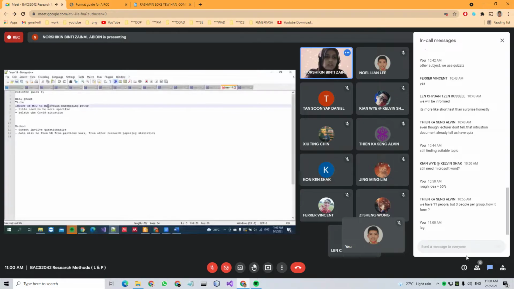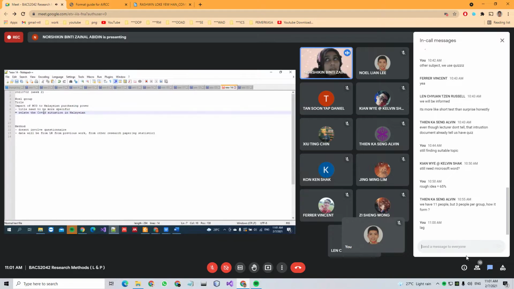So for other groups also, you can use COVID as your title or research area, but you cannot do this because COVID is a very wide area. I'm not sure if they are using this as their research, but this group already looks at the impact of the MCO or COVID on the Malaysian economy. So maybe you guys can look at a different field.